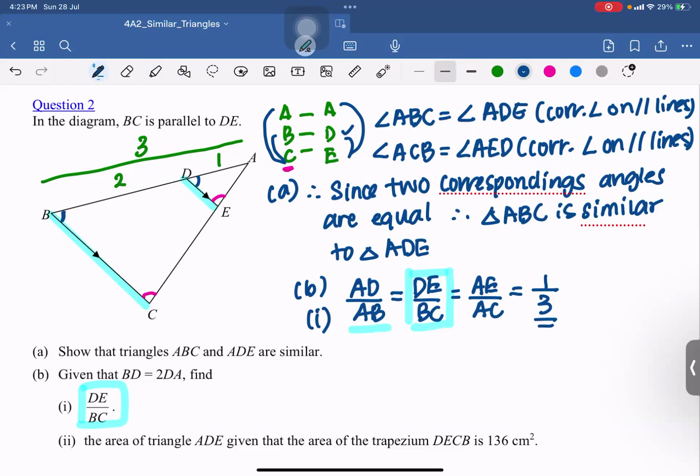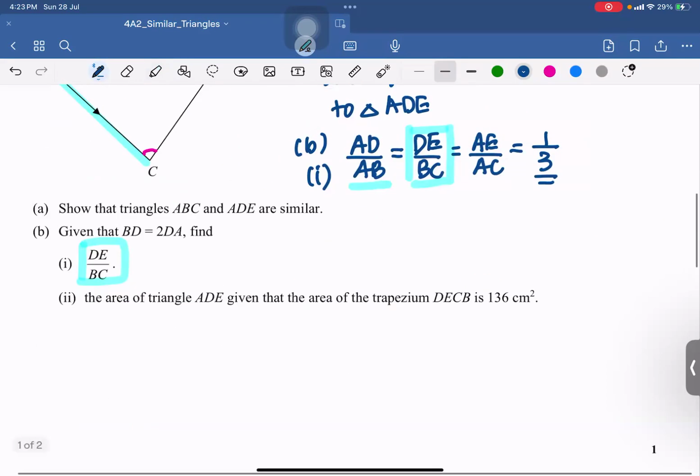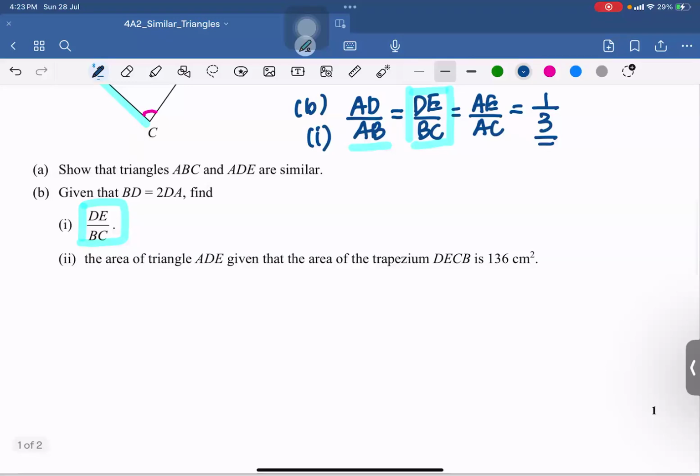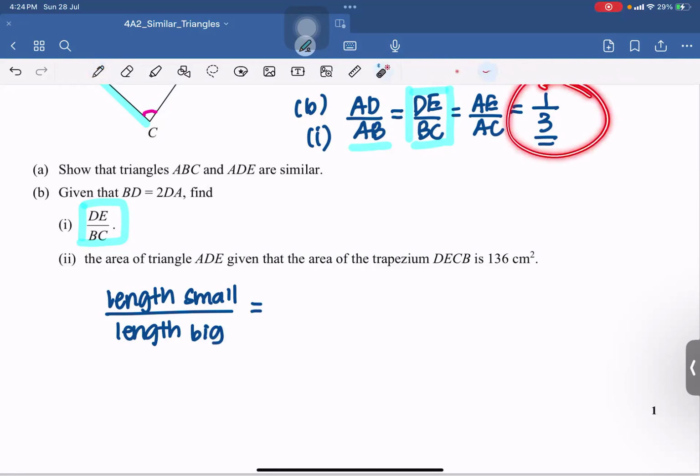Next, we're going to find the area of triangle ADE, given the area of the trapezium. When we come to this part of the question, we need to realize that they are similar triangles. The ratio of the area of similar triangles, I only know the length. The ratio for the length of the small one over the length of the bigger triangle, from what I know earlier on, is 1:3.